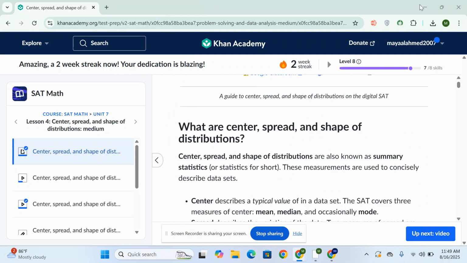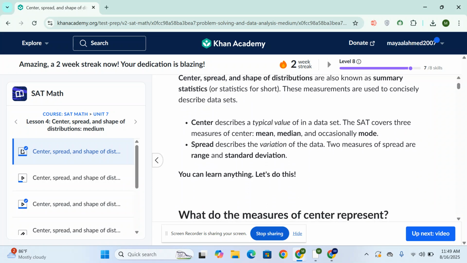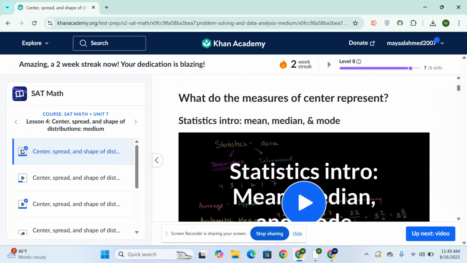Today we will be covering SAT Math, and the topic at hand is center, spread, and shape of distributions. So it's basically a lot of the topics that you've already studied in middle school or high school. We're just going to do a quick recap. So we have mean, mode, and median, and then for spread we have range and standard deviation. So we'll go one by one.